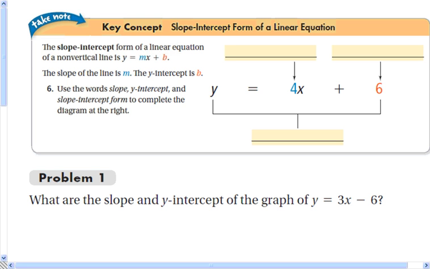Right. The 4 would be the slope of the line. So 6 would be the y-intercept of the line. And the whole equation is called the slope-intercept form.